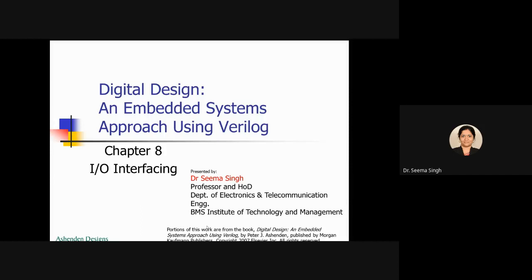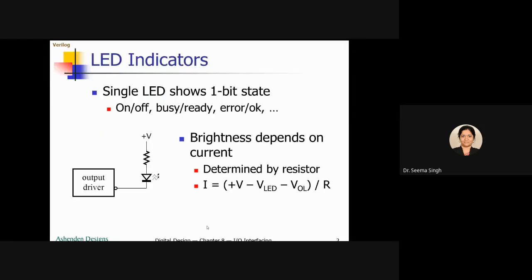Module 4 of IO interfacing. Now, LED indicators. We want to discuss various types of output devices. The first one, the most basic one, is a single LED.